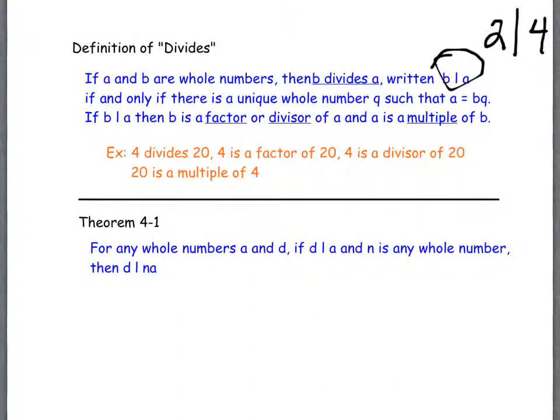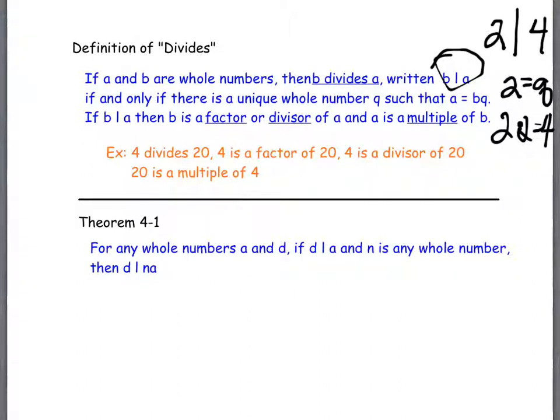And this is true if and only if there is a whole number q such that A is equal to B times q. So the reason that 2 divides 4 is because there exists a number 2, that's the q that it's referring to, such that 2 times 2 equals 4. That's what this definition is referring to.